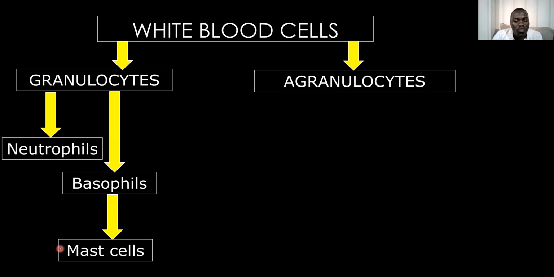There are different types of mast cells depending on where they're found. The ones found in tissues are called connective tissue mast cells. And then the ones found in body surfaces are the ones we call mucosal mast cells. Remember, basophils is the name we give them when they're in the bloodstream, and mast cells is the name we give them when they're in the tissues. Basophils constitute less than 1% of all white blood cells. They're the least.